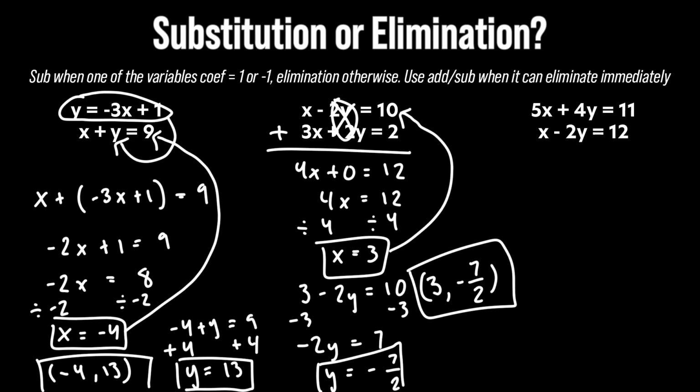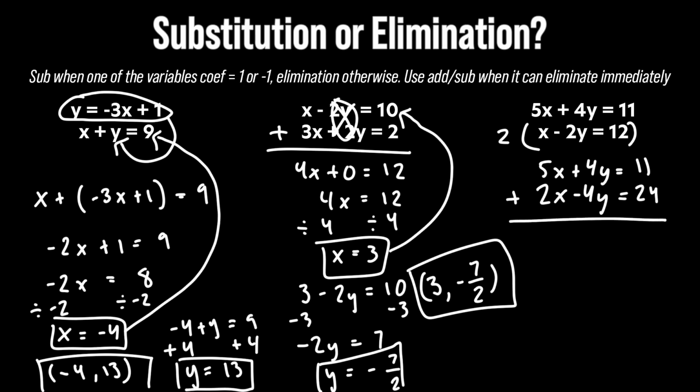Now we see that since all the variables are lined up, we have 4y and 2y. We see that the easiest way to make one of the variables have an equivalent coefficient is by multiplying the bottom equation by 2. Because if we multiply 2y by 2, it would be 4y. So let's multiply this by 2, and we're going to get 2x minus 4y is equal to 24. Now let's write the top equation, and we can add them together. 7x, the 4y's cancel out, perfect, is equal to 35. And we're going to get x is equal to 5.